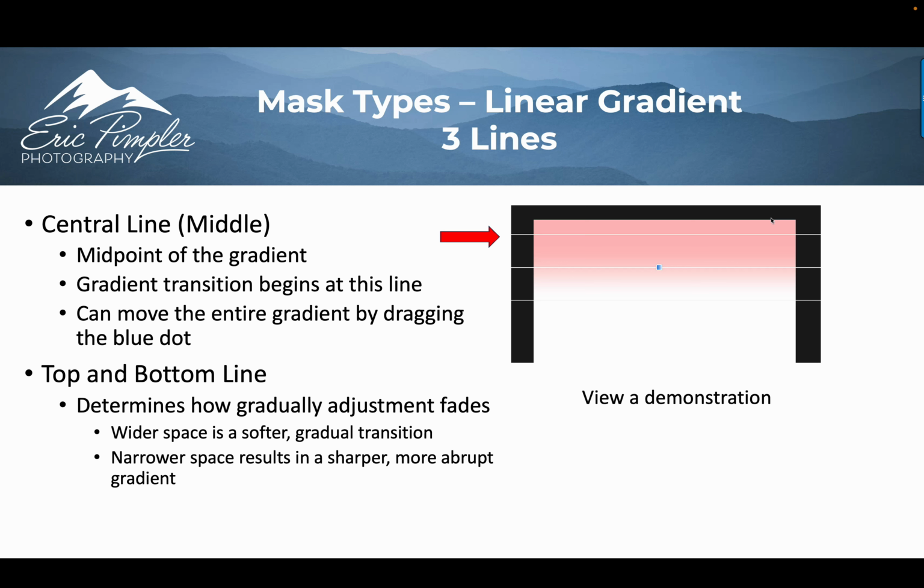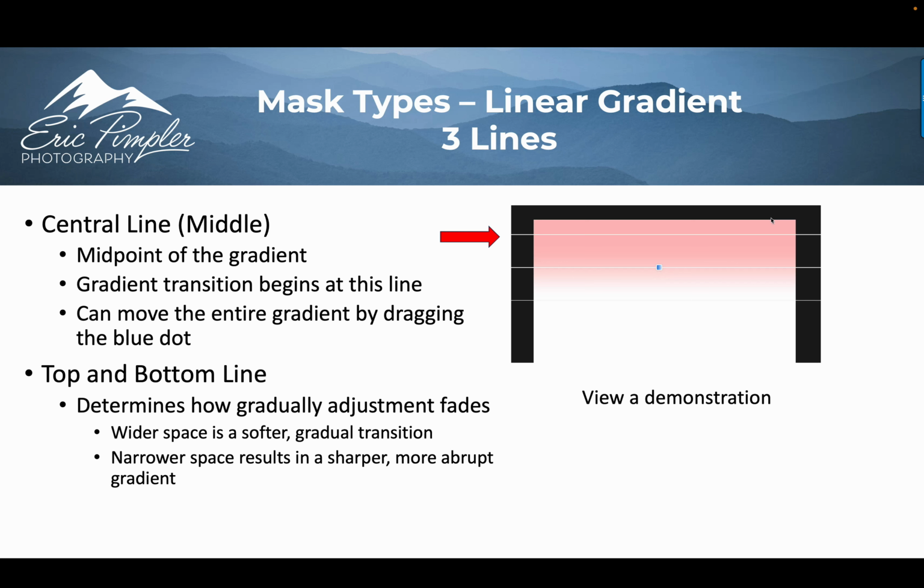And then you've got top and bottom lines as well. These lines are used to determine how gradually the adjustment will fade. Remember that the gradient is going to be consistent up until the midpoint, and then it gradually fades out. So the bottom line is the key here. The wider the space between the midpoint and the bottom line, the softer, more gradual transition you will have. If you pull that bottom line up towards meeting the center line, then you're going to have a sharper, more abrupt gradient.